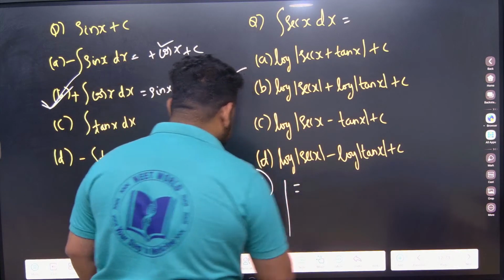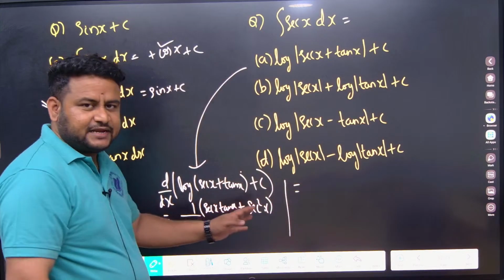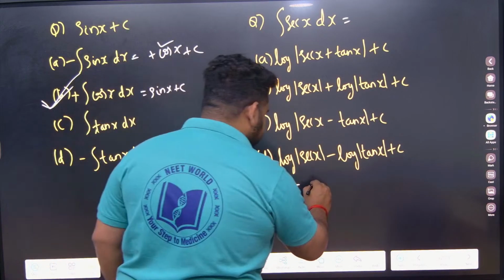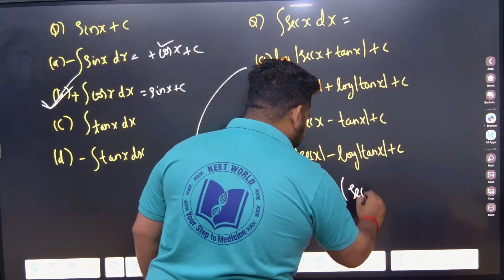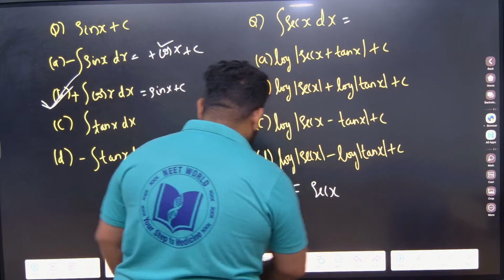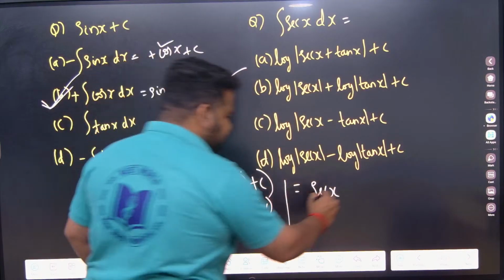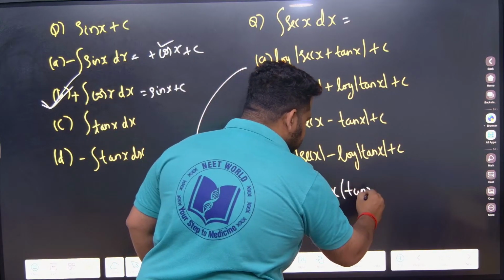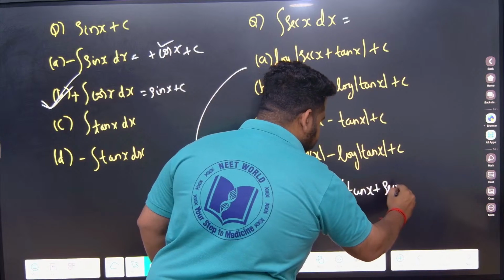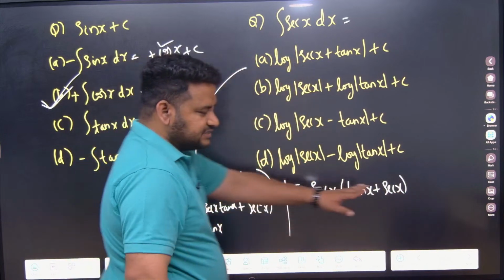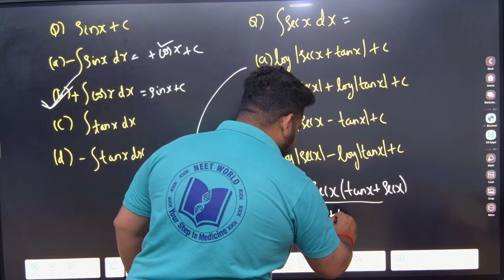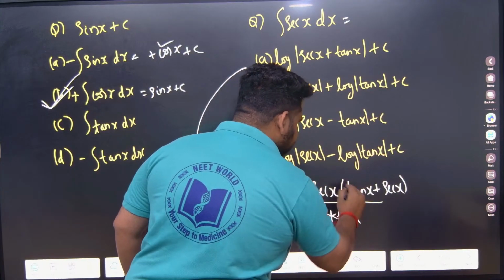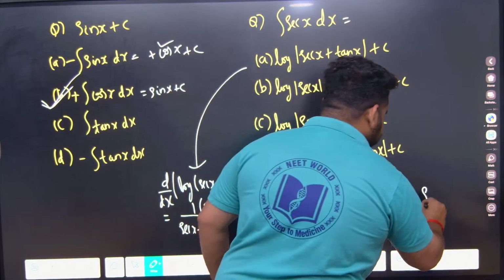Here I have secant square x and secant x tan x. Let me take secant x common. If I take secant x common, I will have secant x, and from secant x tan x I will have tan x. From secant square x, if I take one secant out, another secant will be inside, divided by secant x plus tan x. This and this I can cancel, and I am left with the answer secant x.